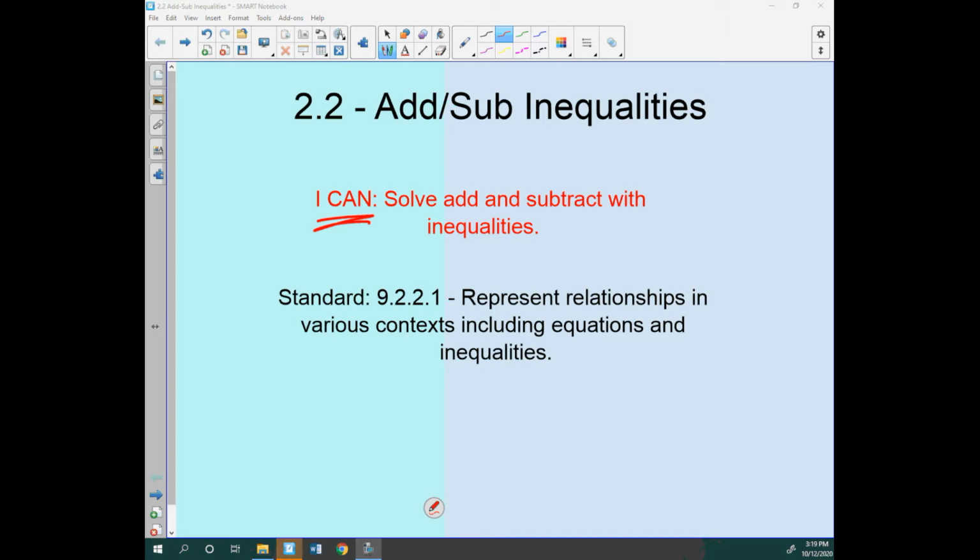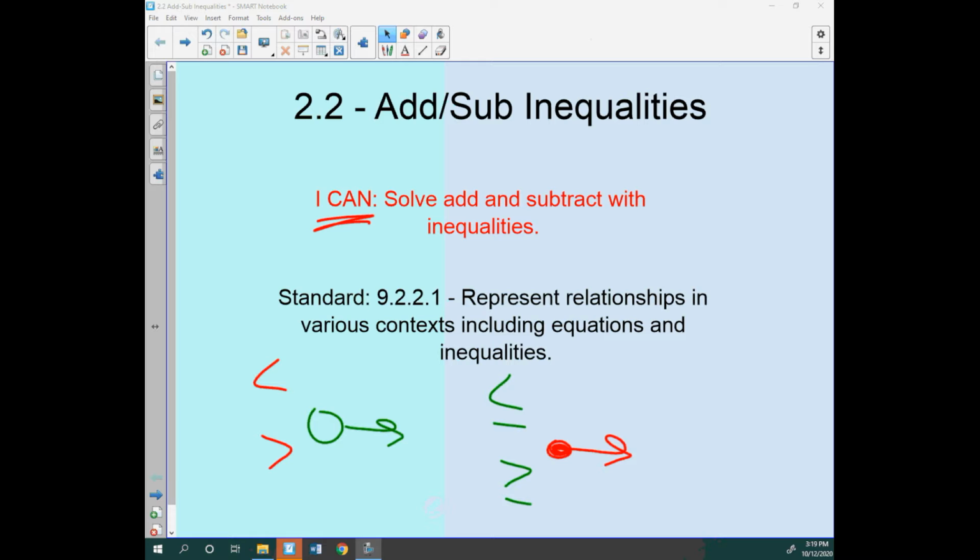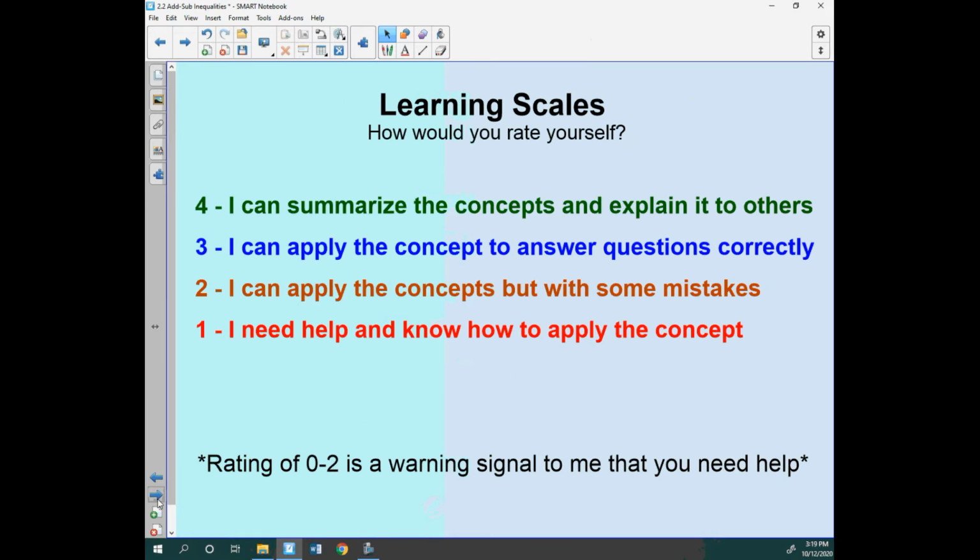Okay? Real quick reminder on the graphing. If we have less than or greater than, that is going to be an open circle when we shade a certain way. And if I have less than or equal to, greater than or equal to, that's going to be a closed circle when I shade a certain way. Okay? Talking about our learning scales. Hopefully we're at the 3 or 4 range, or at least getting there today with some more practice.